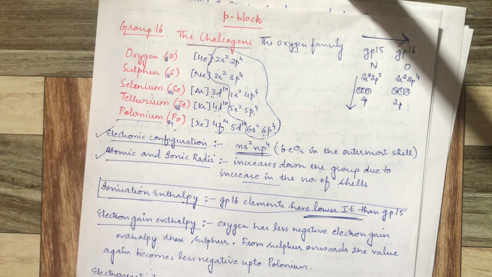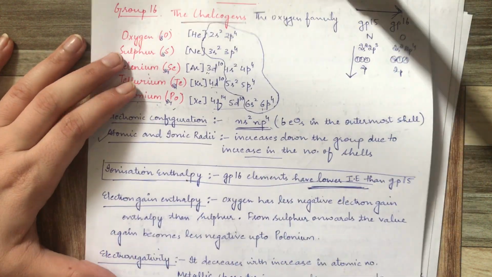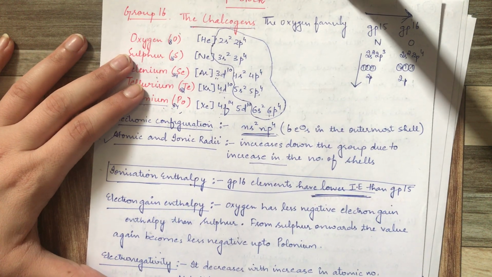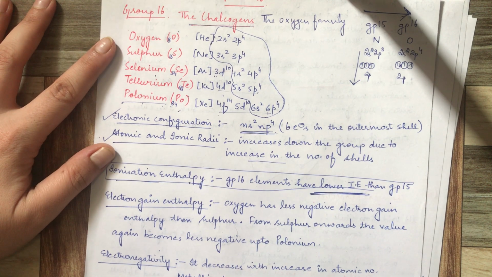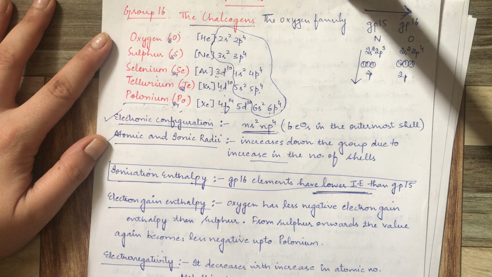Since these are non-metals, we also have to consider the next characteristic, that is the electron gain enthalpy. Electron gain enthalpy means what amount of energy is involved when the valence shell gains an electron. Ionization enthalpy was when it loses an electron, I mean, how much energy is required to remove the electron. Electron gain enthalpy is how much energy is involved when an electron is gained in the valence shell.